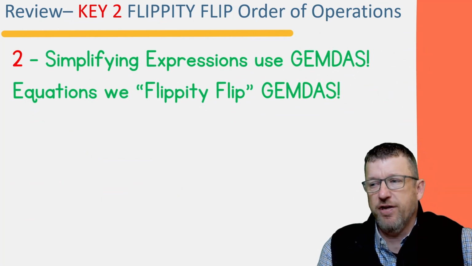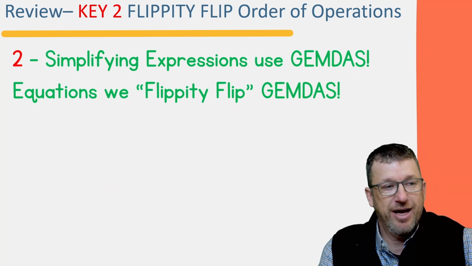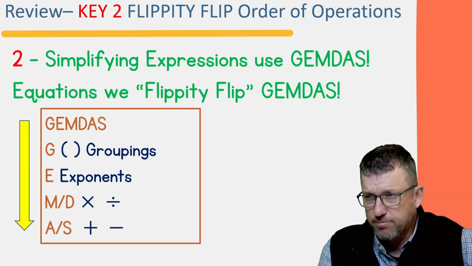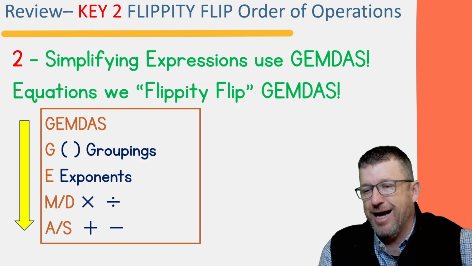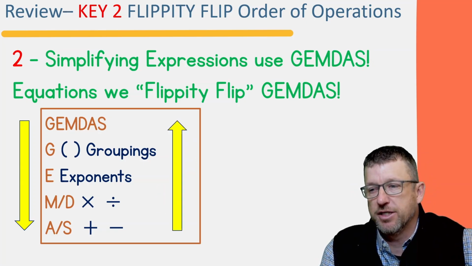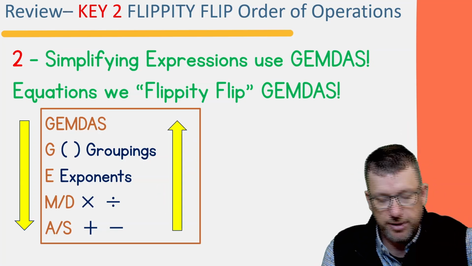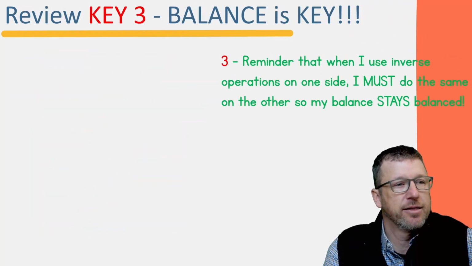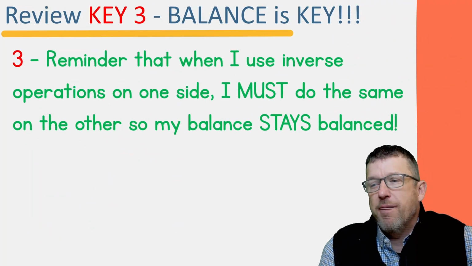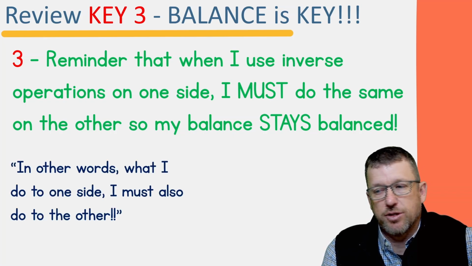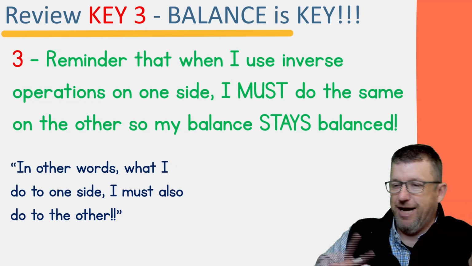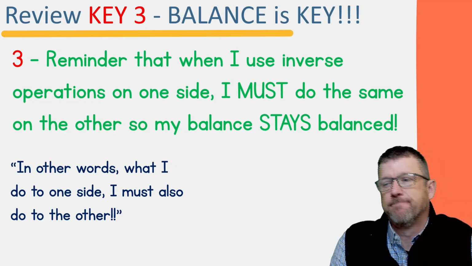Key number 2, flippity flip. When you're simplifying expressions, you use GEMDAS. When we get to the point where we're moving things across the equation, we use GEMDAS backwards. In other words, we start with addition and subtraction and go towards groupings. Third key, again, these are reviews. Reminder that when I use inverse operations on one side, I must do the same on the other. In other words, what I do to one side, I have to do to the other. I have to keep it balanced.